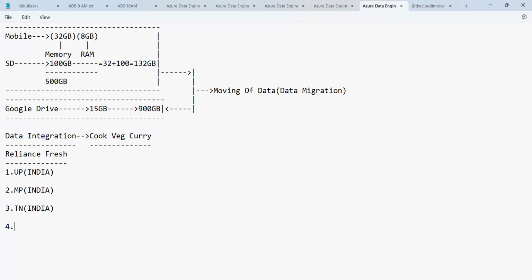And the fourth vegetable, guys, the supermarket bought it from J&K, India. And then you have the fifth one. They have one more vegetable, which they got from Malaysia.